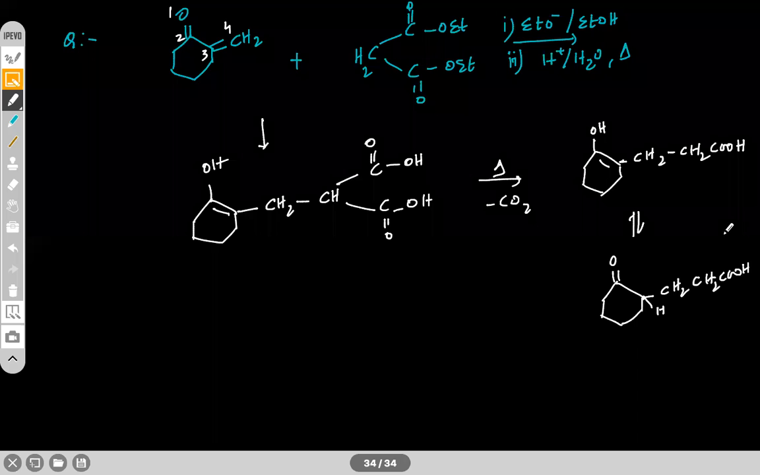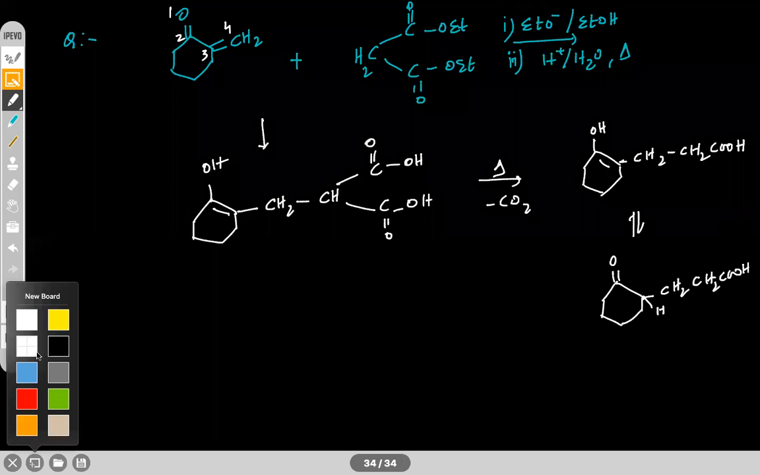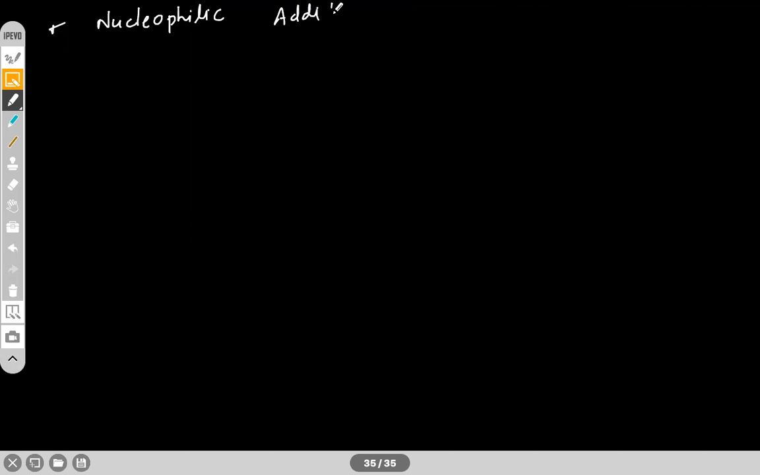Next start with, we'll see some reactions, the nucleophilic addition reactions of aldehyde and ketone. Heading you write down nucleophilic addition. It is not addition elimination. Nucleophilic addition. Addition reaction.